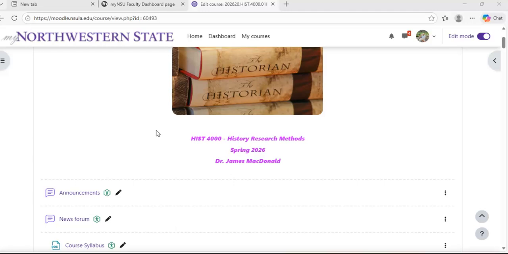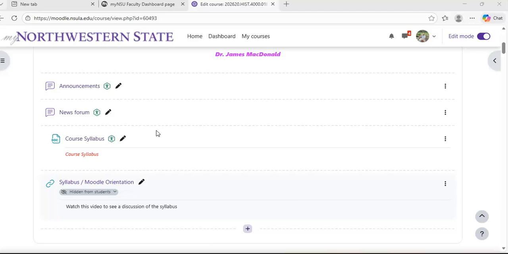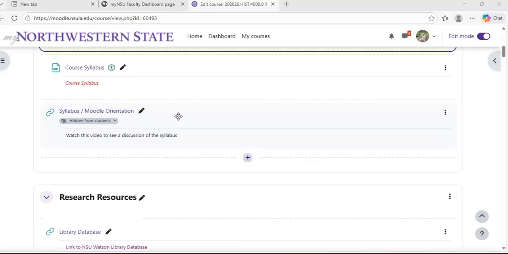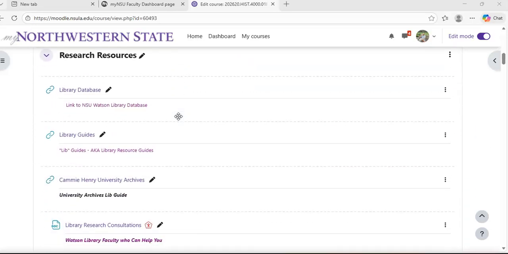We'll be clicking between here, the Moodle shell, and the syllabus, which is going to be linked right here in Moodle. We'll take a look at and make you aware of the research resources that we have as you start your project, which is a 12 to 15 page original research paper on a topic that you will choose and I will approve.